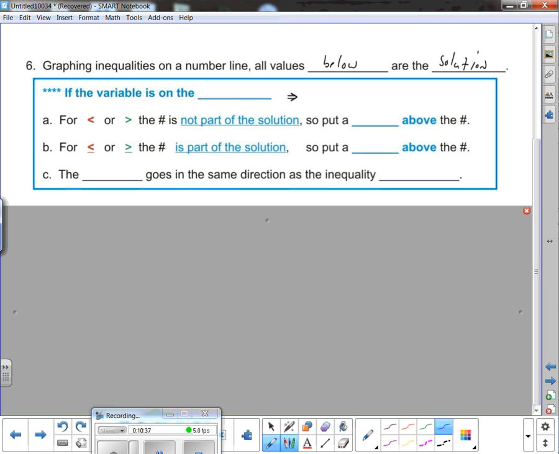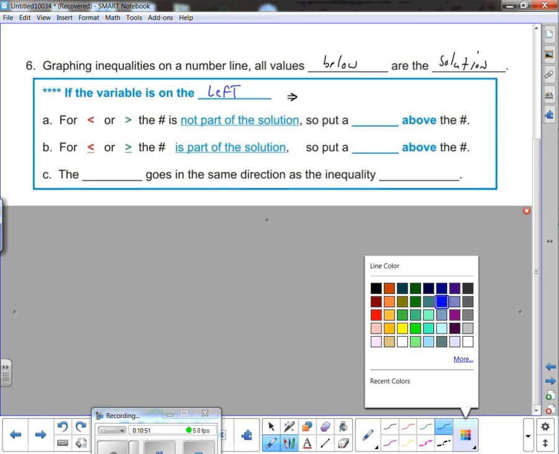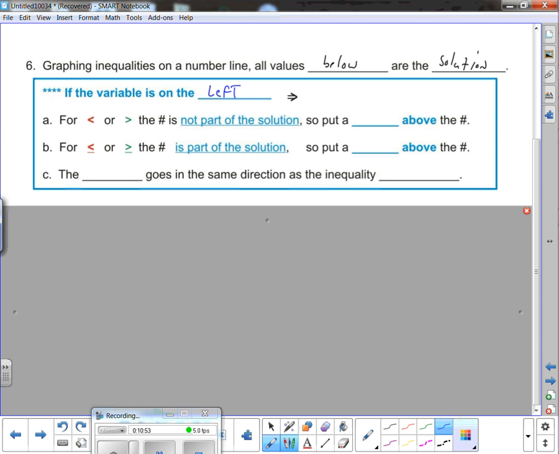All right, so how do you graph? Very, very simple. The variable is on the left, and you have to put the variable on the left. I can't state enough how important that is. Make sure that your variable is on the left.